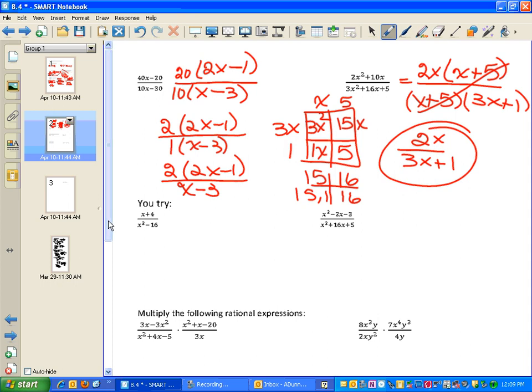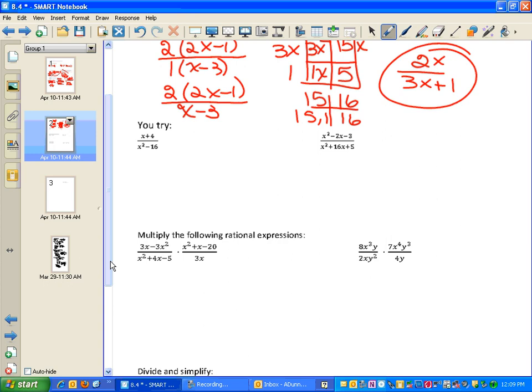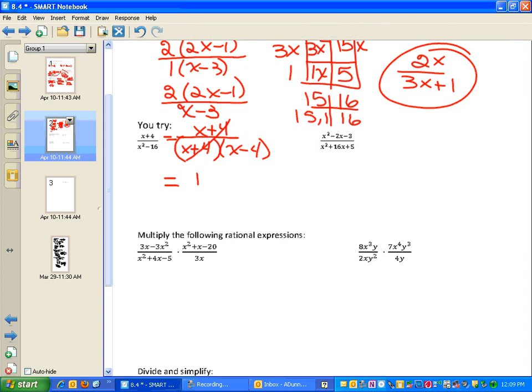Okay? Alright? Let's do this. Can I factor the numerator? No. So it stays there. Can I factor the denominator? What is it? What reduces? So what's my answer? 1. That's why I put this one here. Anything over itself is what? 1. We're not subtracting them. We're canceling them. 1 over x minus 4.